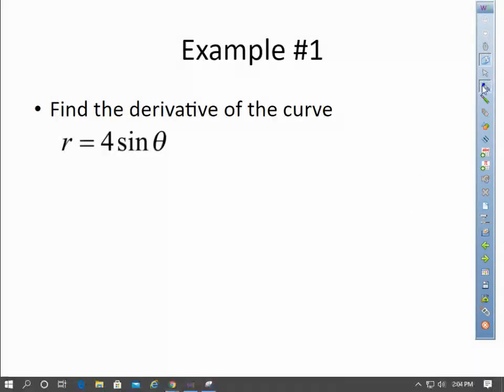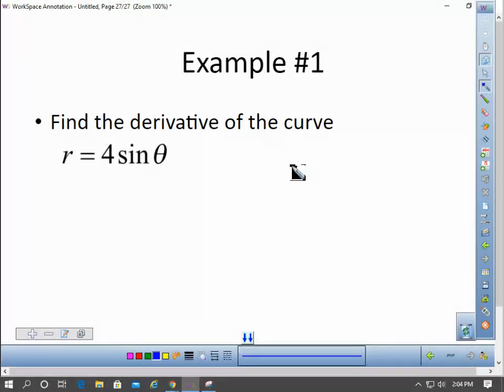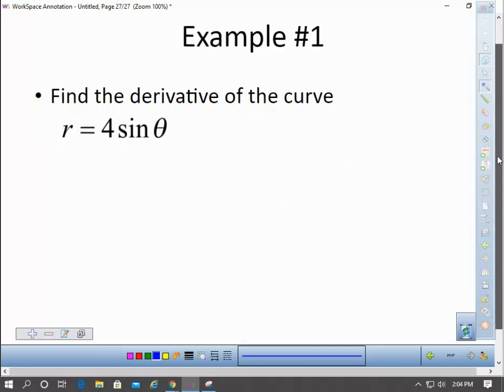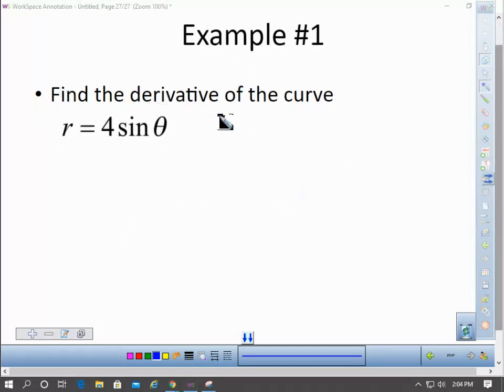All right, so that was short enough that we're just going to keep on going here with the rest of this. Example number 1 says find the derivative of the curve r equals 4 sine theta. I always write out my derivative. So my derivative dy/dx equals dy/d theta over dx/d theta.